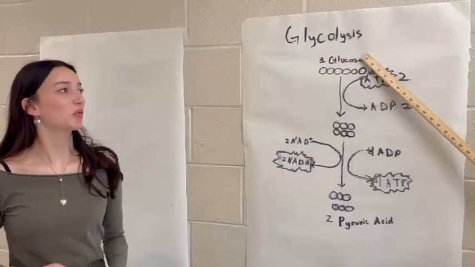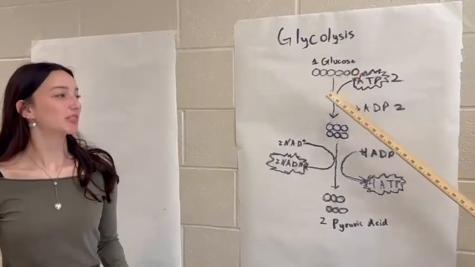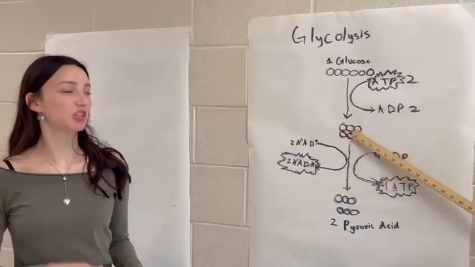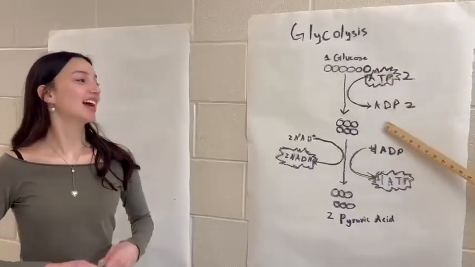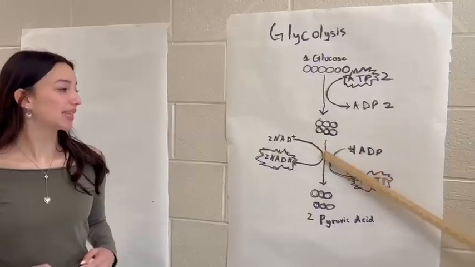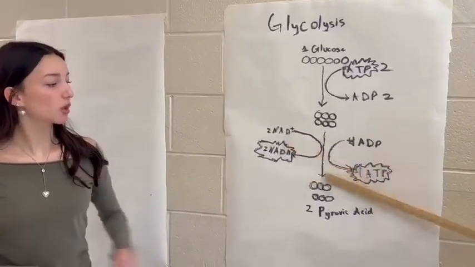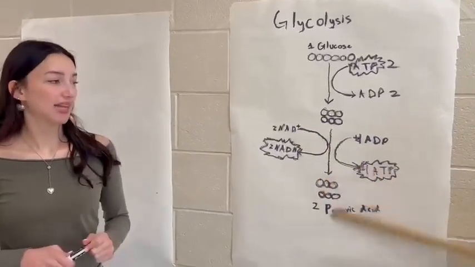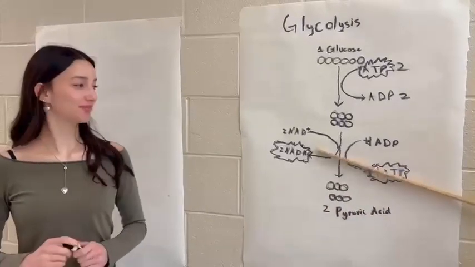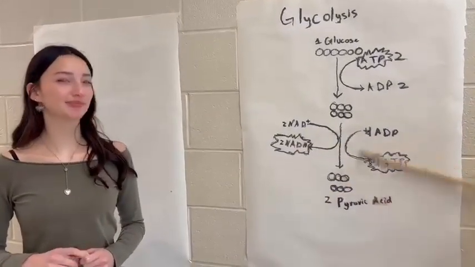Glycolysis starts when one glucose is broken into 3 carbon molecules using 2 ATP. Then 4 ATP and 2 NAD plus are added to make 2 pyruvic acid. That creates a net gain of 2 ATP and 2 NADH.